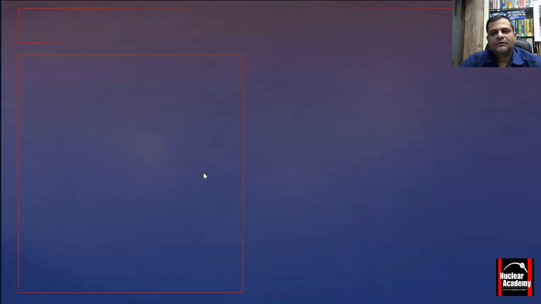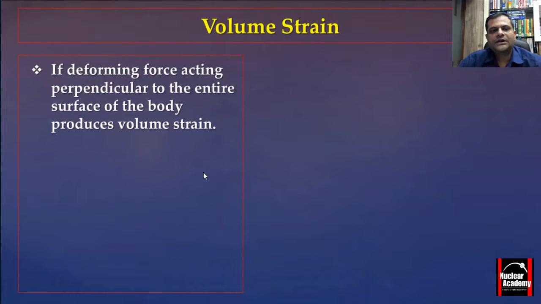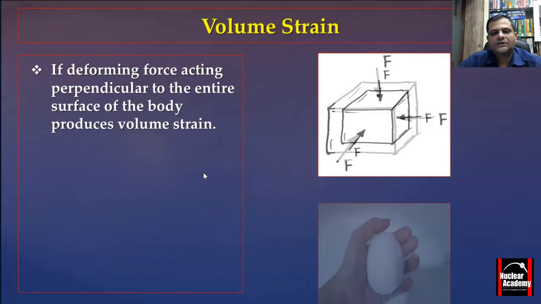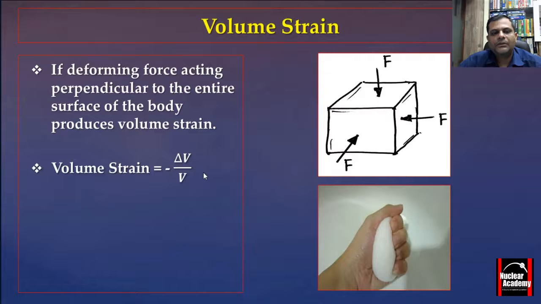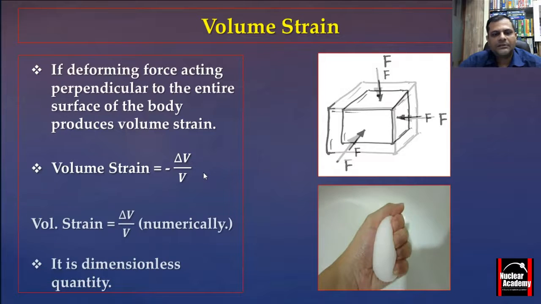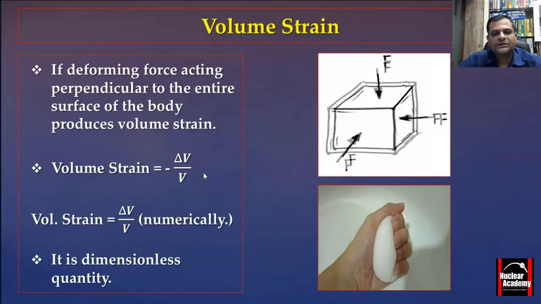The next is about the volume strain. What is volume strain? Whenever the deforming force produces the change in volume of the body, then the strain produced in it is called volume strain, which is defined as the change in volume upon original volume, that is delta V upon capital V. And here it is a dimensionless quantity once again.